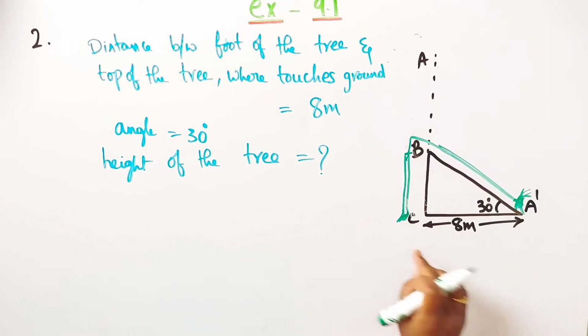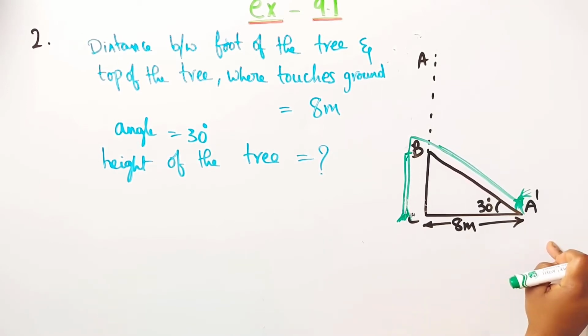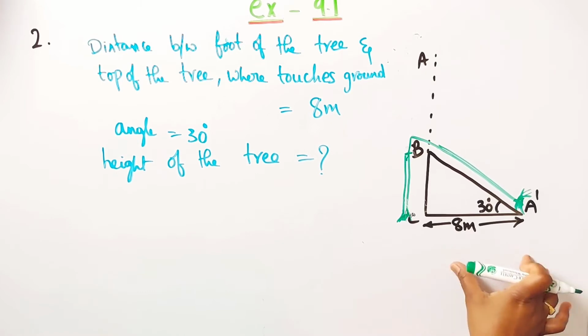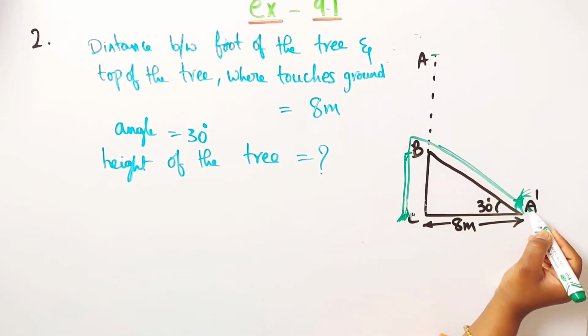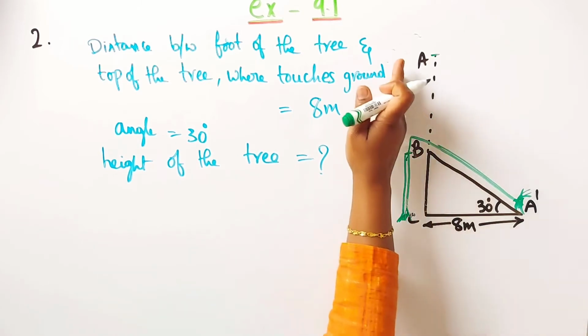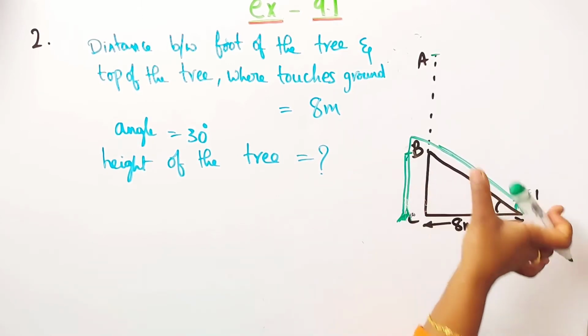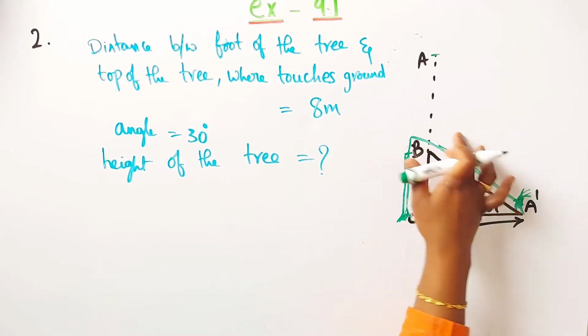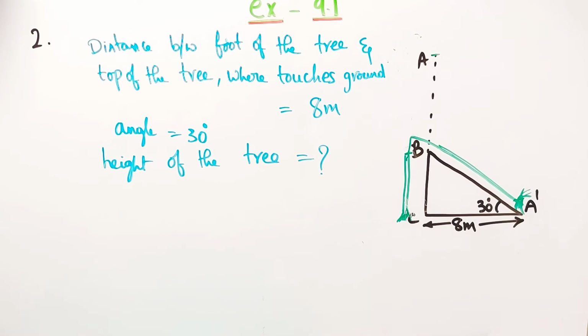They have already given the distance between the foot of the tree and the top of the tree. Right, children? That is 8 meters. And they want the full height of the tree. Height of the tree is AC. So you have to find out BC and this new letter A dash, because it has broken and fell down. So I am writing the same letter with A dash. So find BC and find A dash B, then add BC and A dash B. So we will get AC. Right, children?